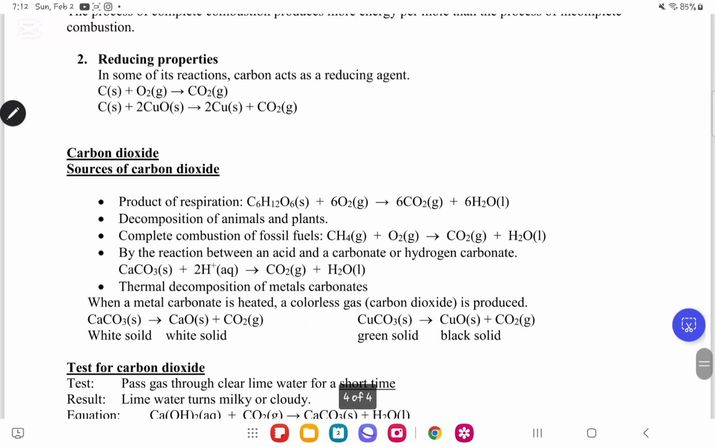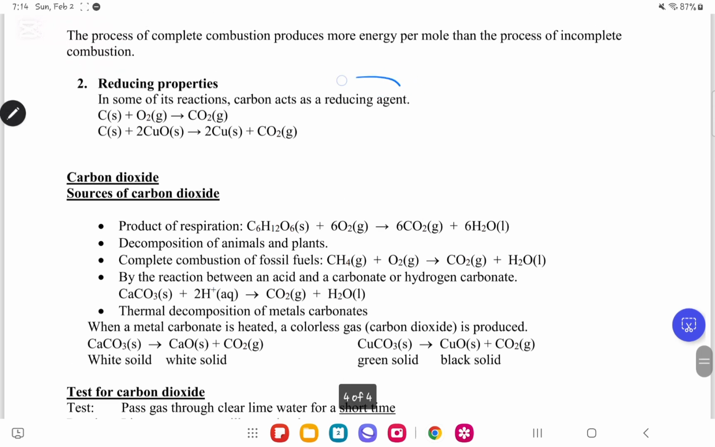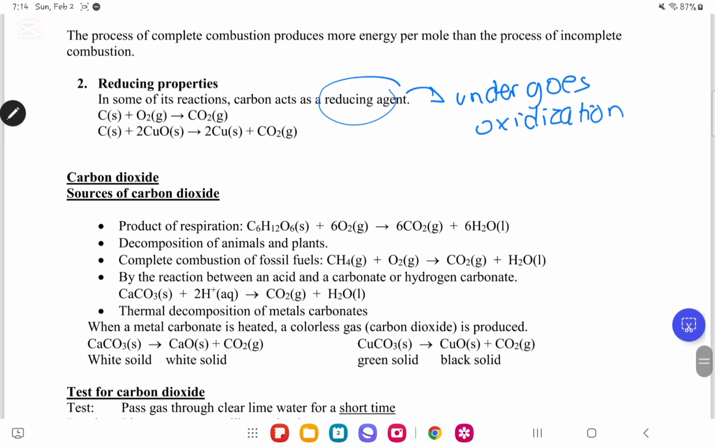Okay, and now we move on to statement number 2. Reducing properties. In some of its reactions, carbon acts as a reducing agent. So what does a reducing agent mean? A reducing agent means it undergoes oxidation. And again, we said, what does oxidation mean? Please guys, don't get it wrong, oxidation. So it will undergo oxidation.